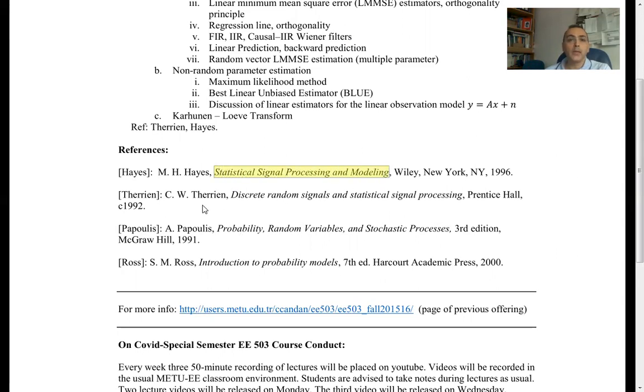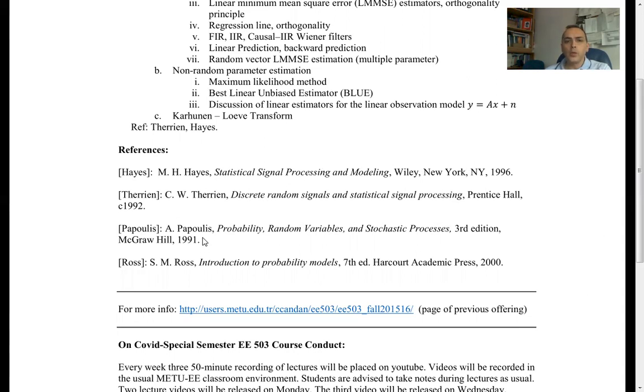Second reference is Therrien's textbook. Therrien's textbook is a very important textbook also for our purposes. It's also an old textbook, but you can find the PDF copies, or in some cases, you can find the hard copies of these textbooks. These textbooks are complementing each other. So they have different strengths and weaknesses, and they complement each other, so their union is quite strong.